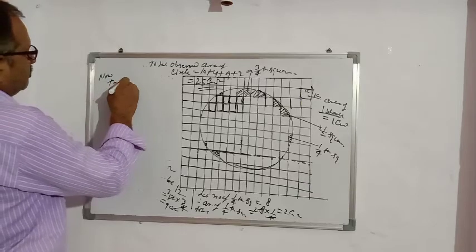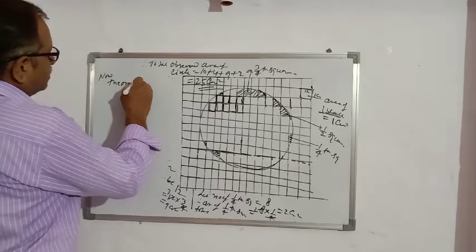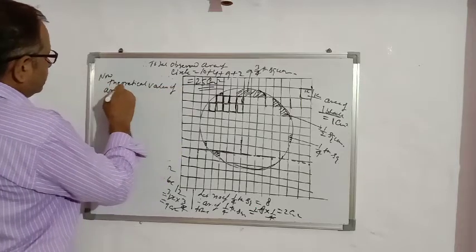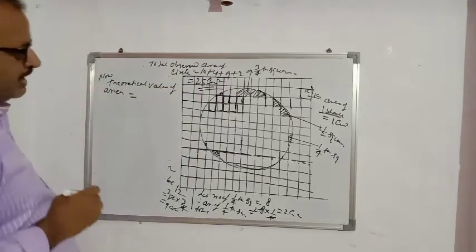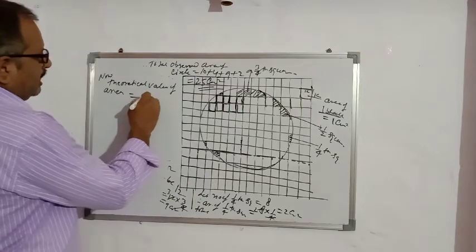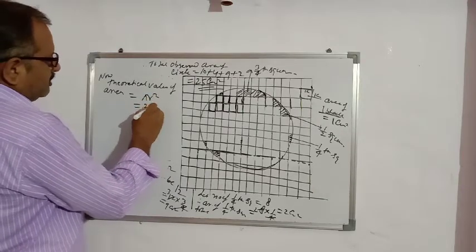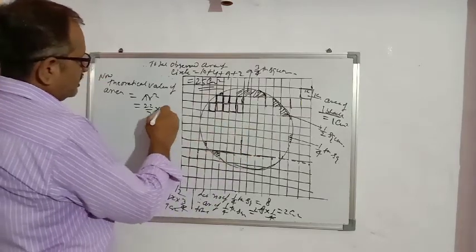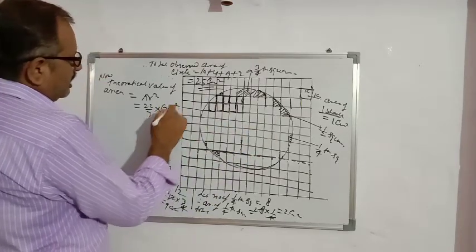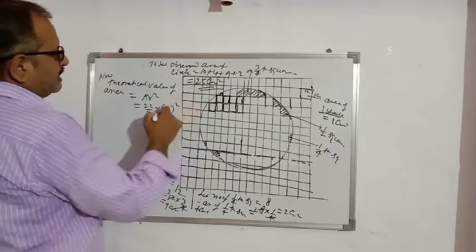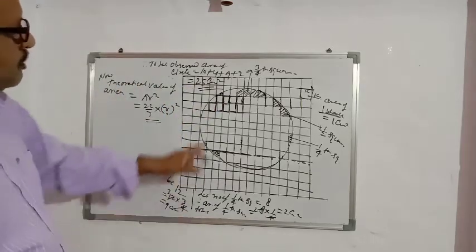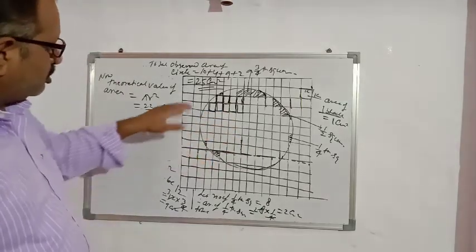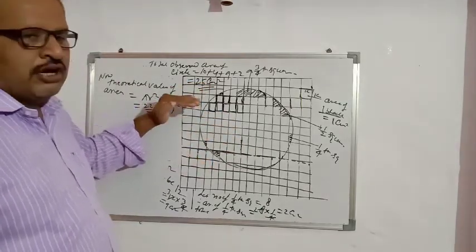Now the theoretical value of area. How will we find the theoretical value? Using the formula pi r square, with pi as 22/7 and the radius that you have taken here. You can put the value of r, calculate it, and then compare it. If your counting is most appropriate, then the observed value and theoretical value will be almost equal.